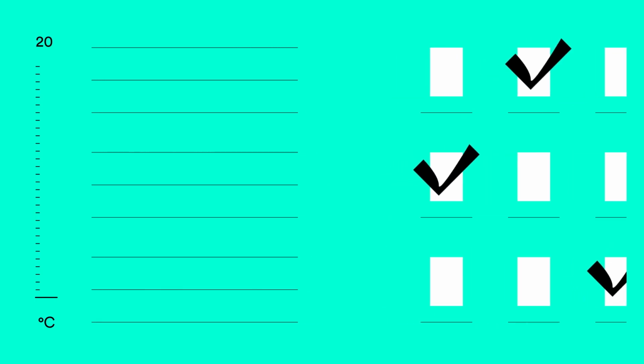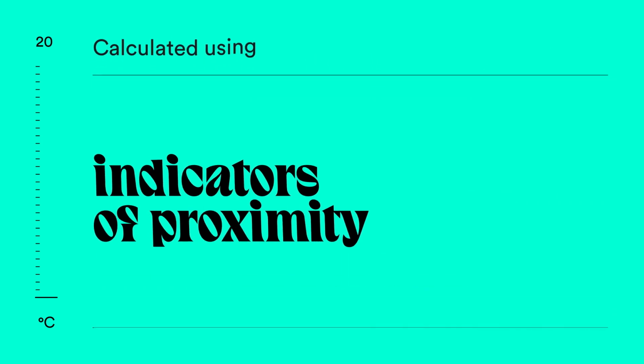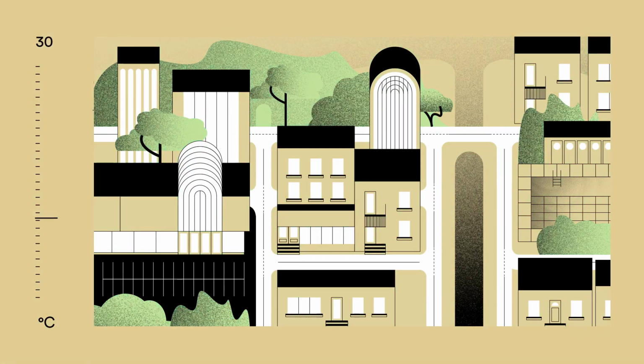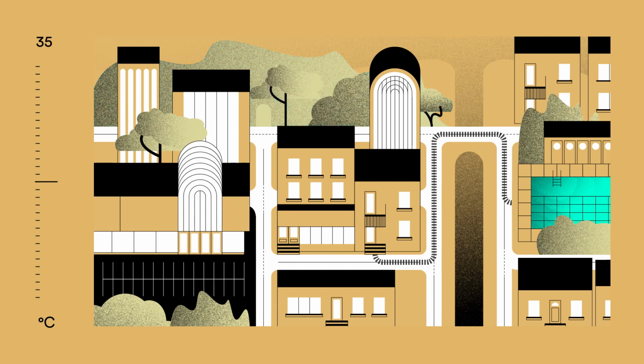The Coping Capacity Index was calculated using indicators of proximity to facilities and services that can provide shelter and relief from extreme heat, like shopping centers, parks, and public swimming pools.